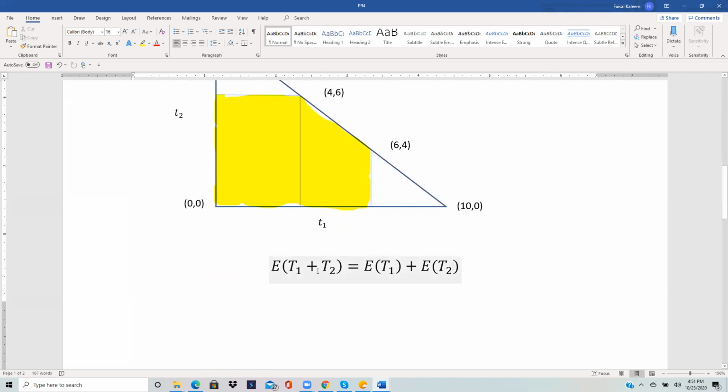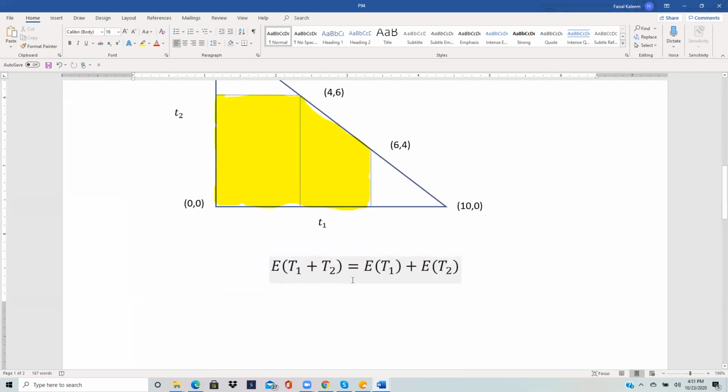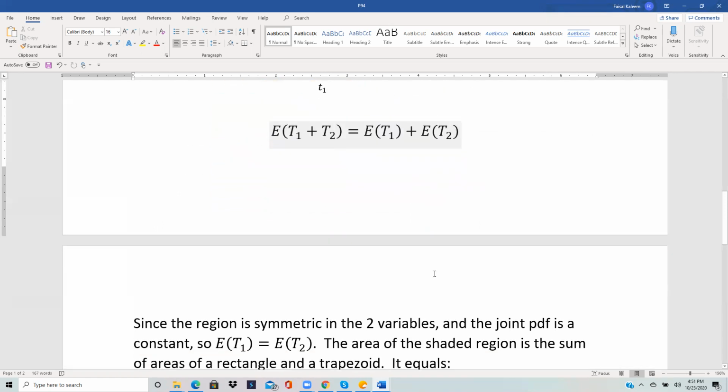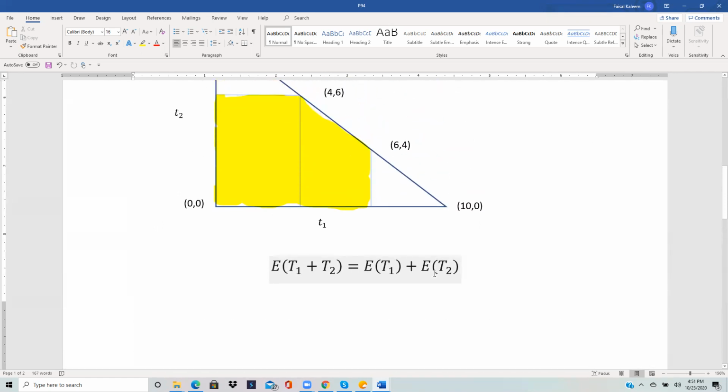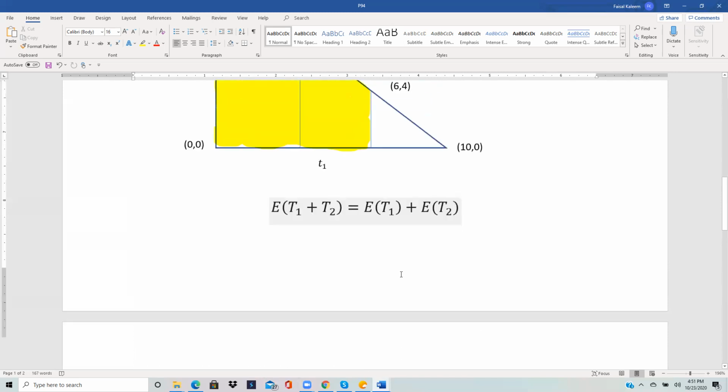And we need E of T1 plus T2, so that's always equal to E of T1 plus E of T2. In general, E of X plus Y equals EX plus EY. So the region is symmetric in the two variables, we can see. And the joint PDF is constant. So basically E of T1 will be the same as E of T2.